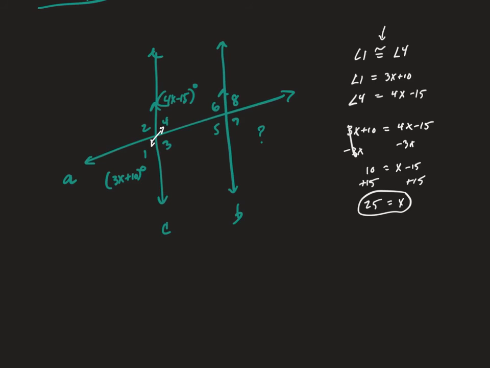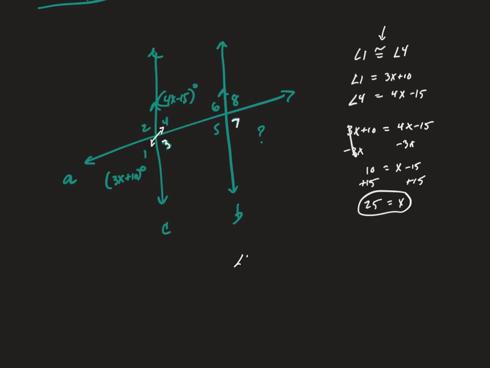Now that's not the measure of angle 7, right? Angle 7 is the same as angle 3, and I don't know angle 3 yet, but in order to find out angle 3, I'm going to have to find out one of these. But what I can do is I did find out the value of x, so I can plug x back in over here to figure out what angle 4 is.